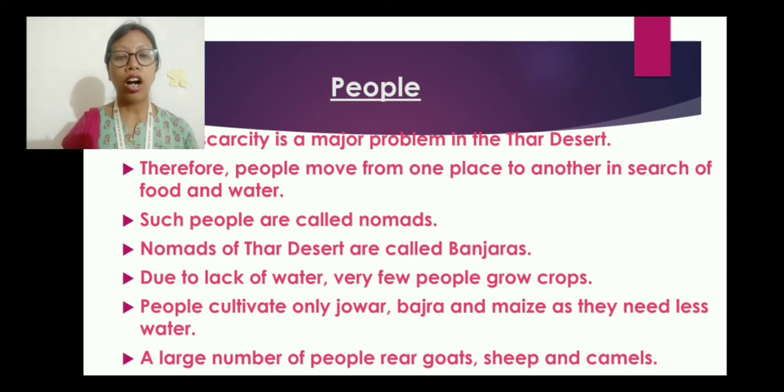And they rear goats, sheep and camels in large numbers, because they get milk from them, and they can get wool from the sheep. There are certain other things they get from them, like meat as well. So most of the people rear goats, sheep and camels in the Thar Desert.